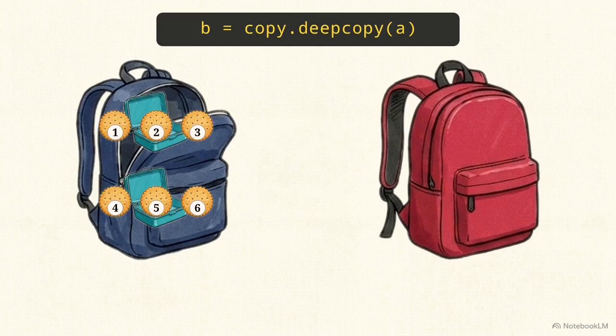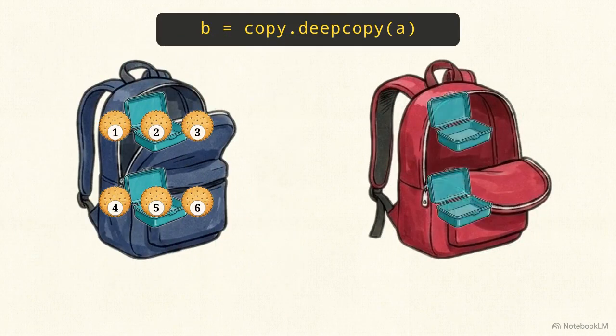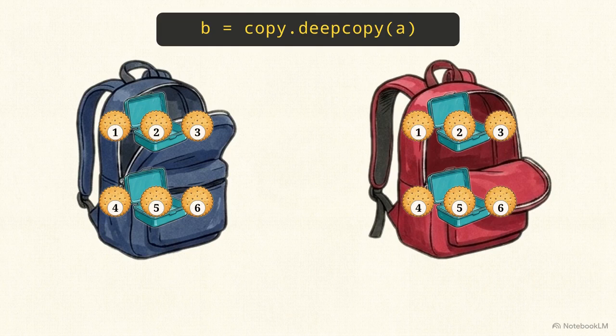Instead of creating glowing portals, a deep copy digs into every single layer of the original structure. It scans the backpack, sees the lunchboxes inside, and physically prints entirely new, disconnected lunchboxes to put into the red backpack. No strings attached.